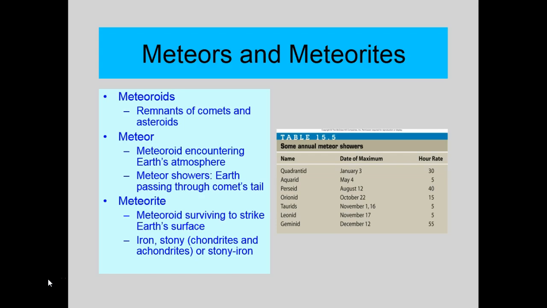The chondrites have a structure of small spherical lumps of silicate materials or glass called chondrules, and that's why they call these chondrites, held together by a finely grained cement. The achondrites do not have the chondrules. Okay? And then the third type is the stony iron. They're a mix between stony and iron.